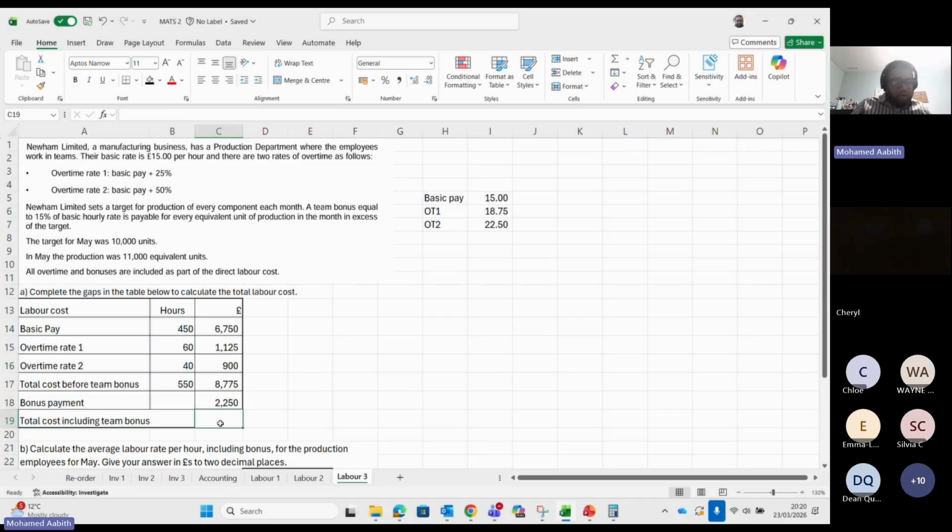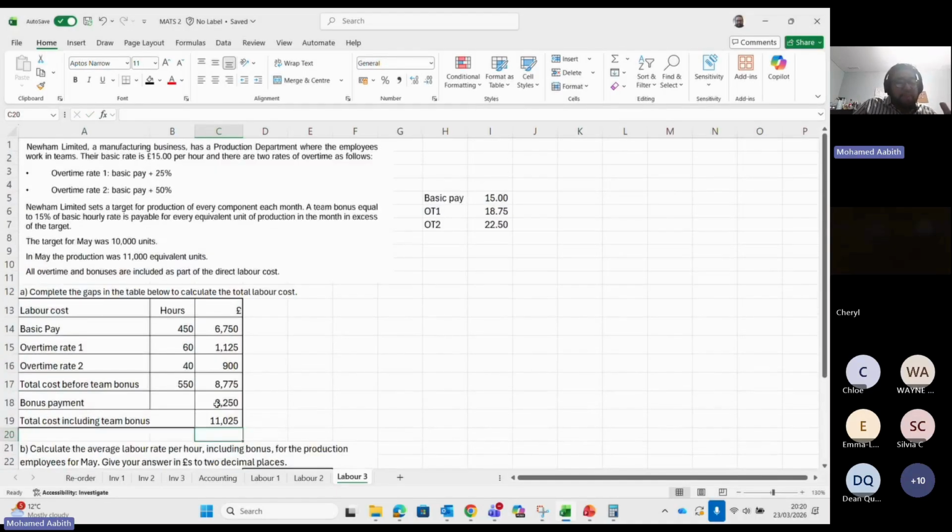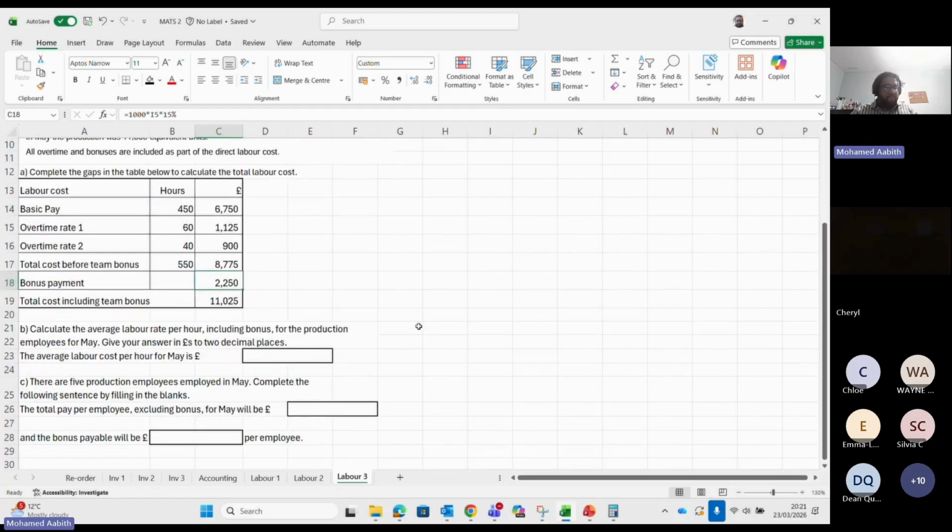Now, what is the total cost including the team bonus? That plus that number, 11,025. So please remember, guys, the bonus payment here is only for the additional units, not for the whole 11,000. So it's going to be just 1,000 multiplied by £15. It's going to be 15,000 and 15% of it, of the basic hourly rate, which will give you £2,250.